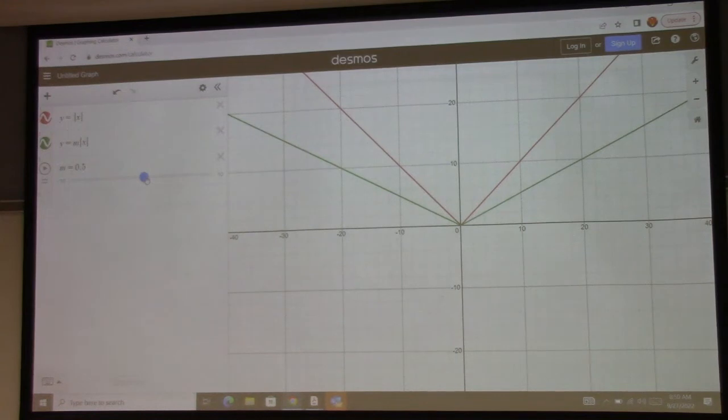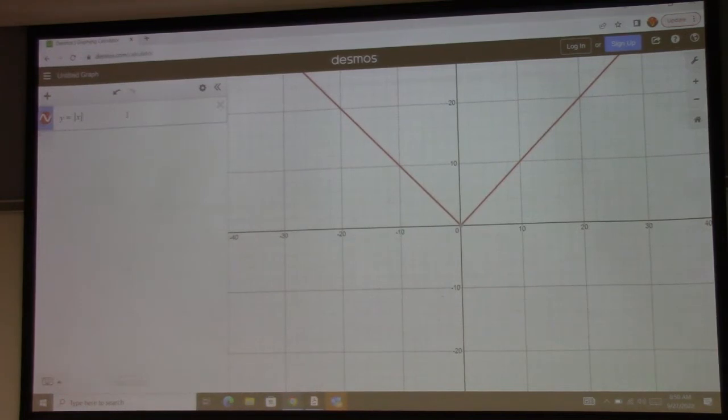No? Let's see here. What else could we look at? Let's look at, put this away here, square root of x. What's that look like?